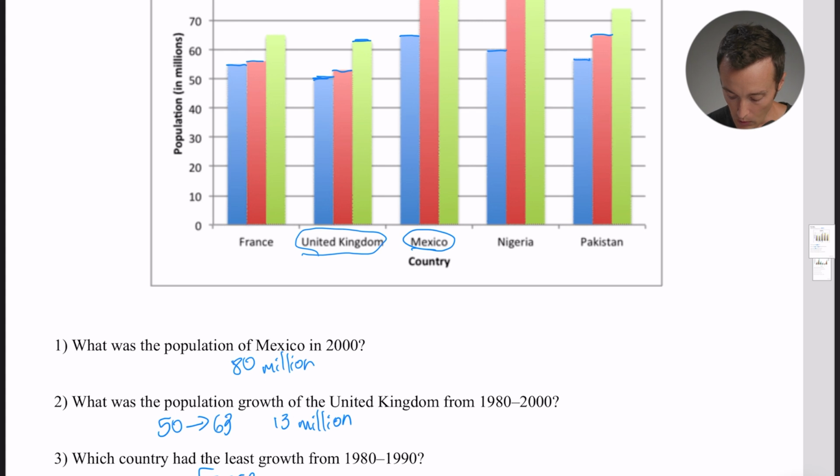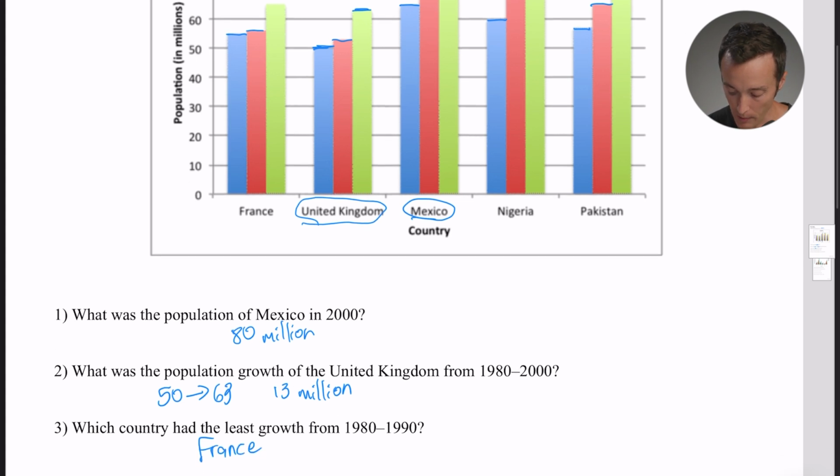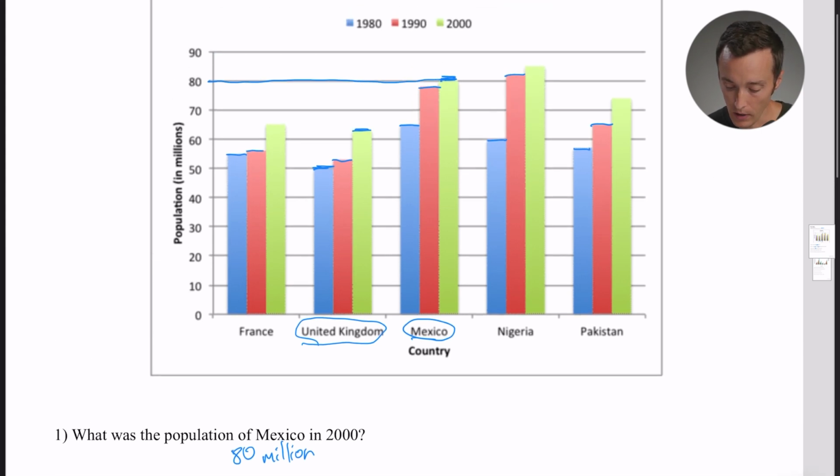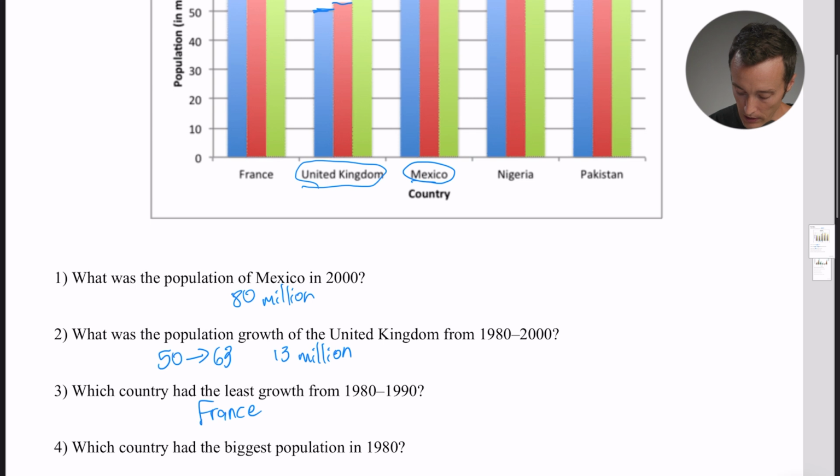So then number 4, it said, which country had the biggest population in 1980? Okay, well, how would you answer that one? Well, 1980 is the blue bars, right? If you're looking at that. And it's just asking which one had the most in 1980. So if we compare all of the blue bars, I think this one right here is the highest of the blue bars, and that's Mexico. Okay, so which country had the biggest population? That would be Mexico.